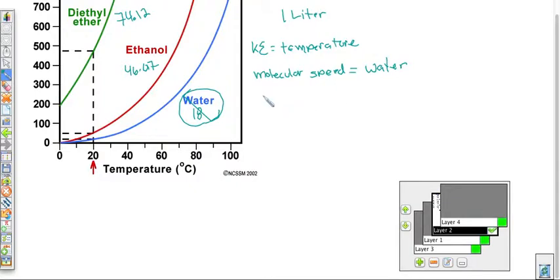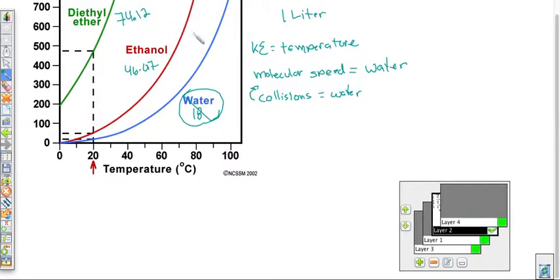What if you were asked which one is going to make the most collisions, right, on the container wall? Well, collisions are going to be related to the one that's moving the fastest, so that's also going to be water. So because water is moving around there at a greater speed than the other ones, it's going to bang into the walls the fastest. And then diethyl ether the least, because it's got more mass.